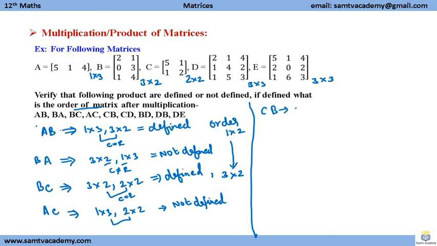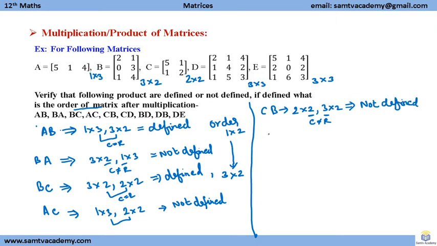CB. What is its order? See, the order of C is 2 by 2 and the order of B is 3 by 2. Its column and row: column is not equal to row, so it is not defined.